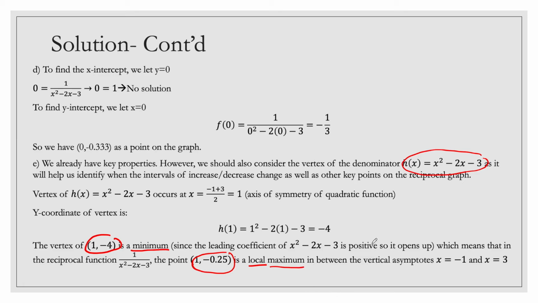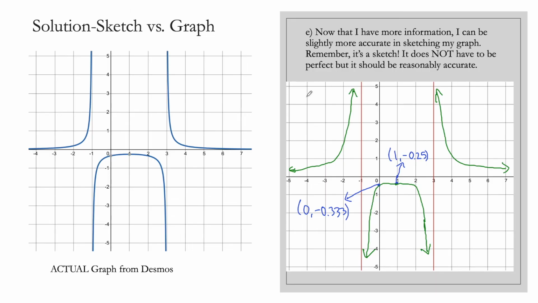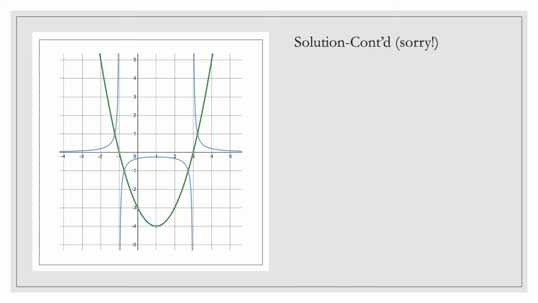So now we have a better sketch. On the right is my little sketch right here, and on the left is the actual correct graph. So we can see here that this is not a perfect graph, but it is still reasonably accurate, as the end behaviors are correct, the behavior around the asymptotes are correct, and I have also identified where the vertex has been moved to. It is now at (1, -0.25), and I also identified the y-intercept. And we're not done. I apologize for this. This is a very long lesson.